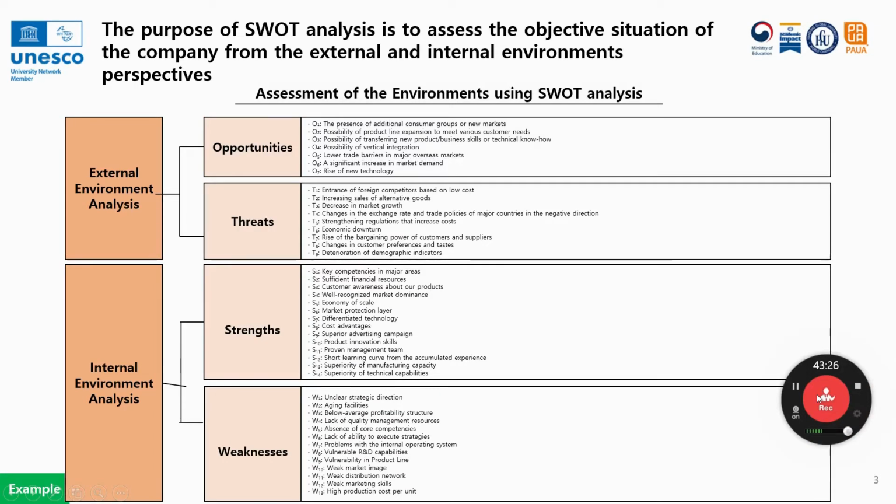Now let's have a look at some of the examples of the weaknesses. The first example of the weaknesses is unclear strategic direction. So if the company has an unclear strategic direction, that will be a negative sign of doing the businesses. So that could be one of the weaknesses.